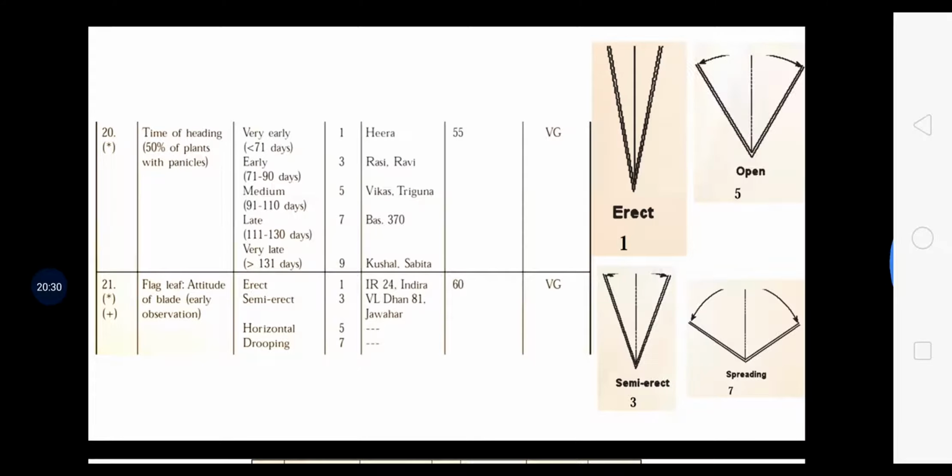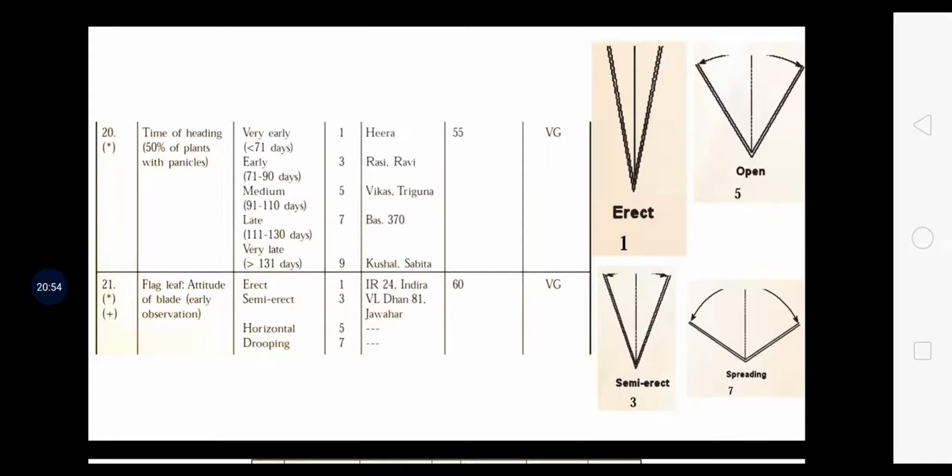20th characteristic is time of heading, that is 50% of the plant with panicles. This is classified as very early, that is less than 71 days. Early is 71 to 90 days. Medium is 91 to 110 days. Then late is 111 to 130 days. Very late is more than 131 days.